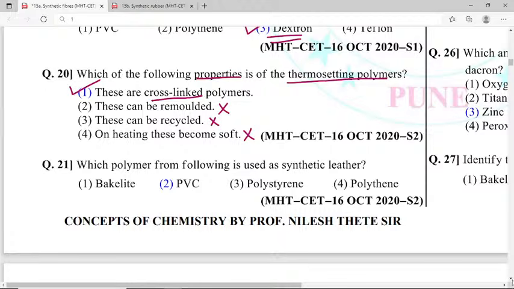Which polymer from the following is used as synthetic leather? Synthetic leather is PVC, polyvinyl chloride. Polyvinyl chloride is called synthetic leather.